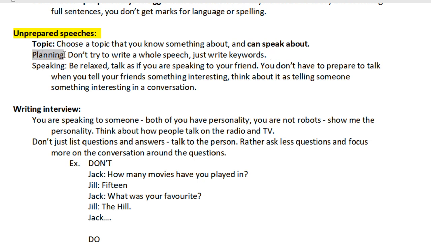Then you need to do planning. So don't try to write a whole speech, because if you try to write an entire speech in the minutes that you've got for planning, people usually end up with half a speech. They talk for 1 minute, stop in the middle and go, yeah, that's all I got. And then you lose a lot of marks. So don't write an entire speech, just write keywords. What are you going to talk about?